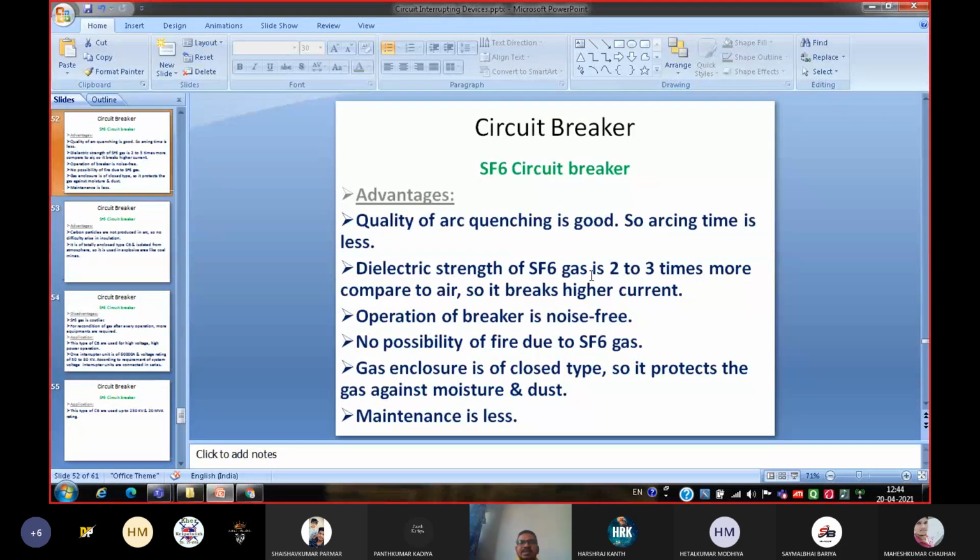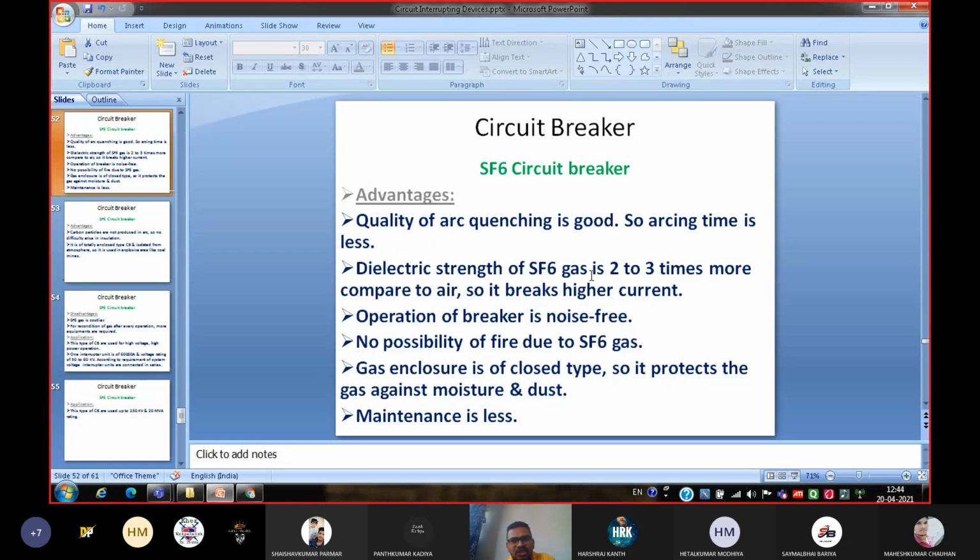So we can say that it can break higher fault current. So we can use the SF6 circuit breaker for higher capacity also. Why? Because the dielectric strength is 2 to 3 times more. That's why it breaks more current or higher current. So we can say that the SF6 circuit breaker can be used at a higher level.